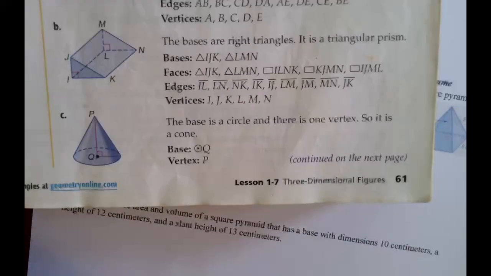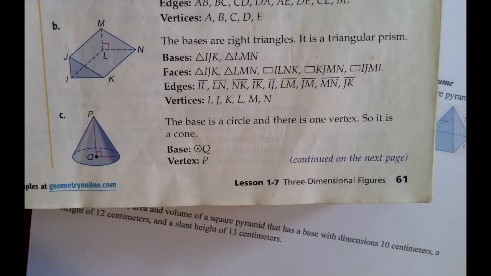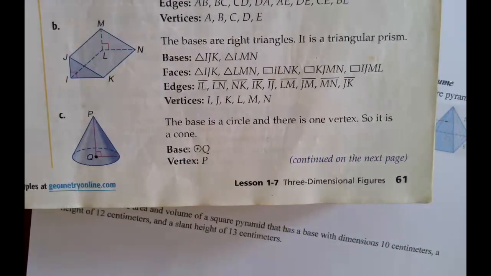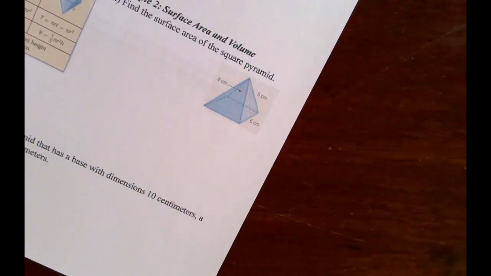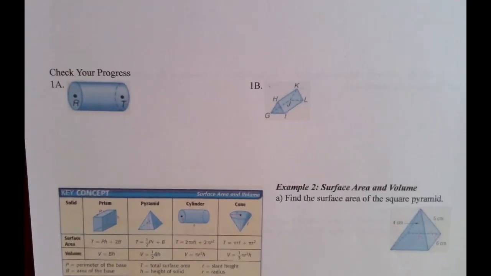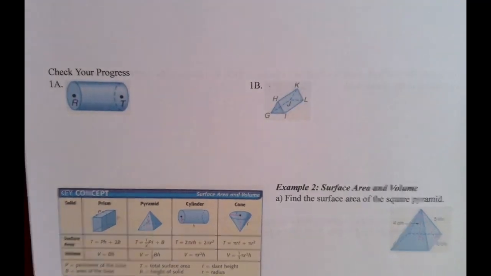Okay. The last one here should be a cone. The base is circle K, and it only has one vertex, which is up here at point P. Okay, so there you go. You're going to be doing Check Your Progress 1A and 1B, and then checking your answer once you're done.